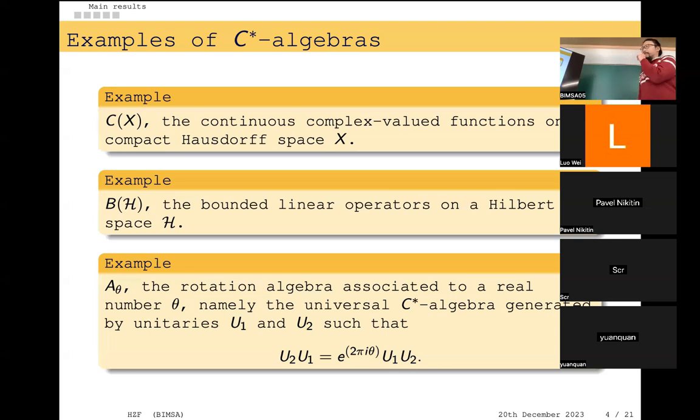But for this special case, you might also consider, let me see, yes, you can just choose the L2 functions on the 2-torus to be the Hilbert space and get a natural representation of this rotation algebra. Yes. Okay.